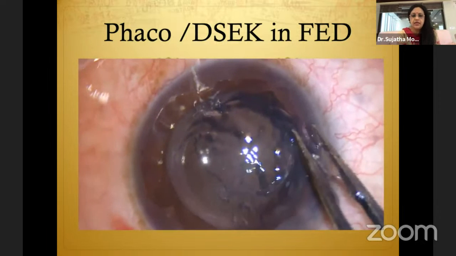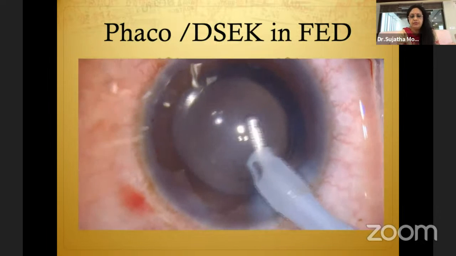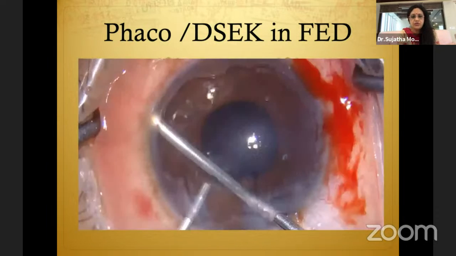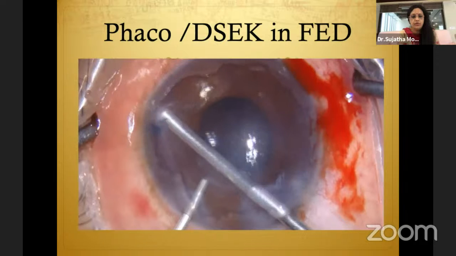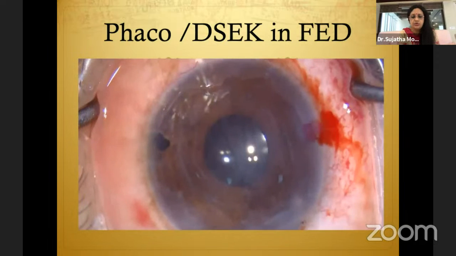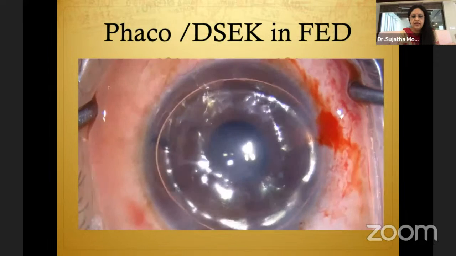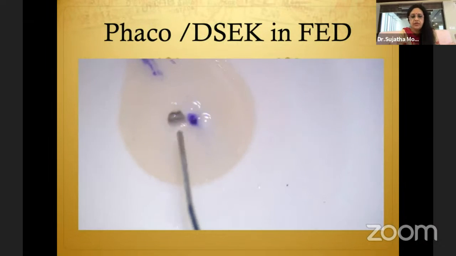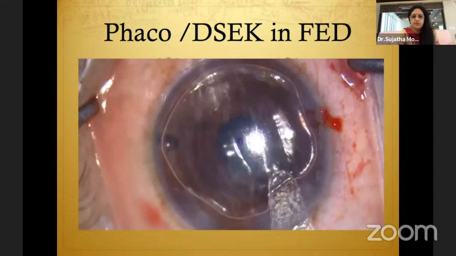Once the endothelium is removed, completely remove the viscoelastic. Go under the lens, remove the viscoelastic, and make sure there's no viscoelastic remnant. Do a small inferior PI, because you're going to fill the bag with air. And my technique of doing a DSEK is a push-through technique.